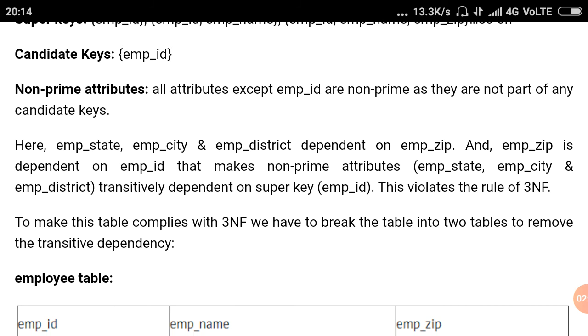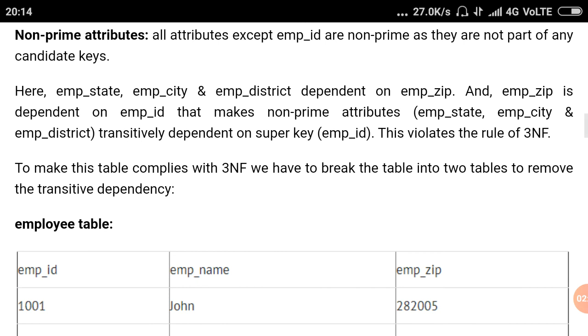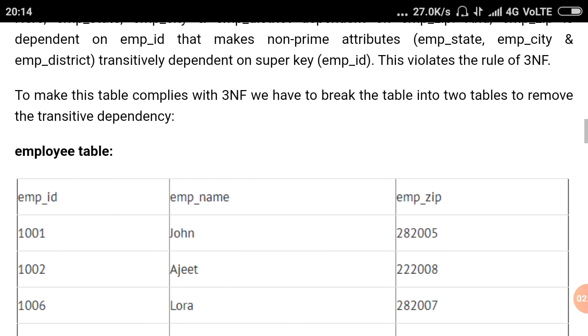Now here employee state, employee city and employee district are dependent on employee zip, and employee zip is dependent on employee ID, that makes it a non-prime attribute. Employee state, employee city and employee district are transitively dependent on the super key, that is employee ID. Now this violates the rule of third normal form.